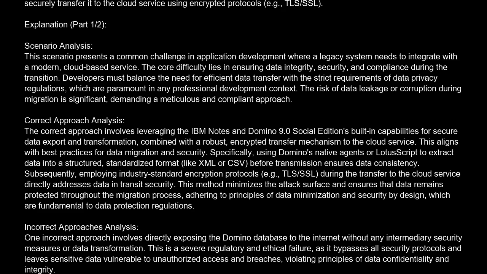Incorrect approaches analysis. One incorrect approach involves directly exposing the Domino database to the Internet without any intermediary security measures or data transformation. This is a severe regulatory and ethical failure, as it bypasses all security protocols and leaves sensitive data vulnerable to unauthorized access and breaches, violating principles of data confidentiality and integrity.